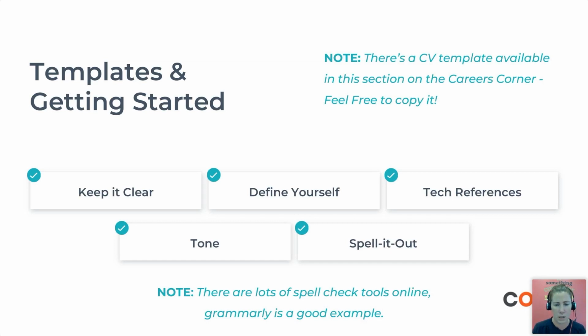There are so many spell check tools online. Grammarly is obviously a really good example. So you can run your document through them before, or even print it out. Sometimes I find it easier, if there's spacing or strange layouts, to look at it on paper as well, because your human eye will just see it very clearly. But please try not to overlook that.